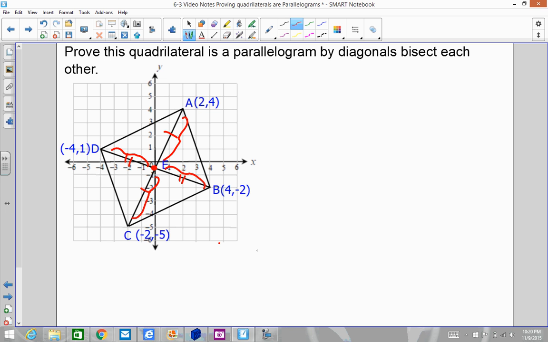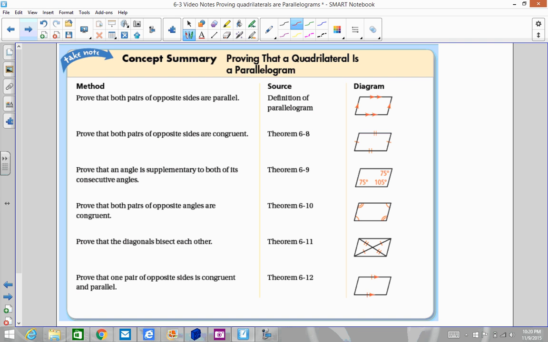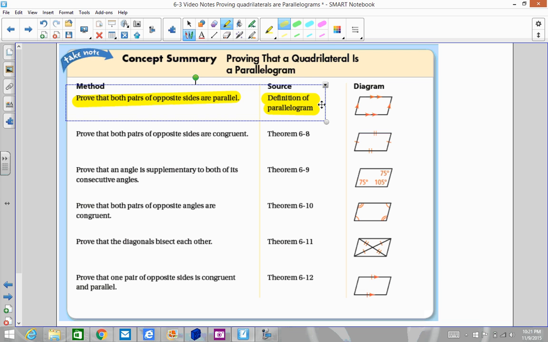Okay. And so then let's look at our last little thing. On a coordinate plane, what are the methods you can use to prove a figure is a parallelogram? All right, so let's look at this. We can prove that both pairs of opposite sides are parallel. And so that method works on a coordinate plane. Prove that both pairs of opposite sides are congruent. That works on a coordinate plane. Prove that an angle is supplementary to both of its consecutive angles. That does not work on a coordinate plane. We can't do angle measures on a coordinate plane.